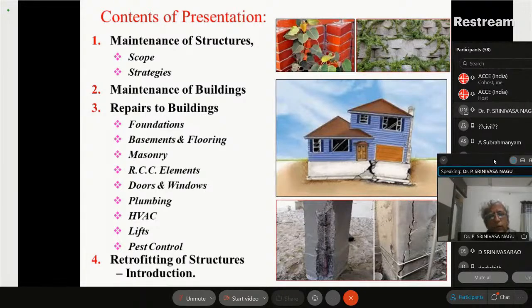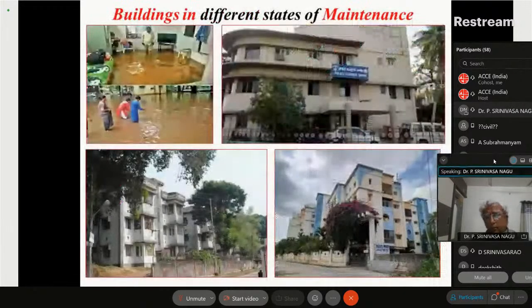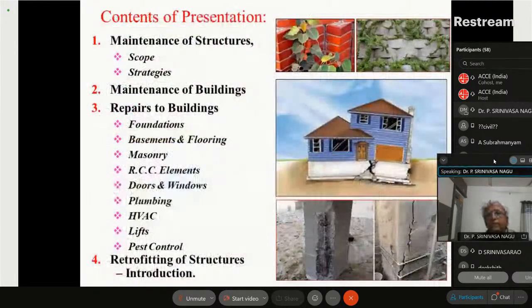And then, as I told you, if I have disappointed you, please bear with me. Retrofitting of structures we cannot quickly cover in a simple way. It's a very vast area.